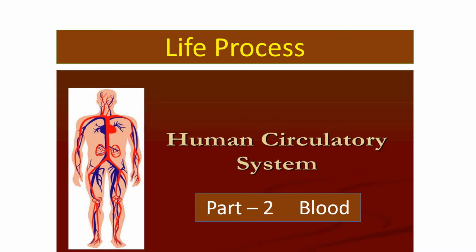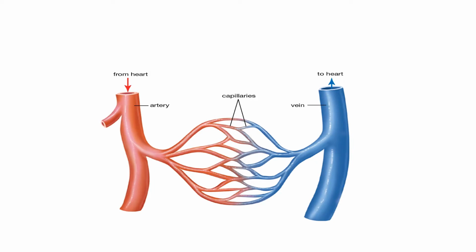This is the video of life process, the topic human circulatory system part 2. In this you will study about blood. Blood is a connective tissue. It is in fluid form and blood transports the substances from one place to another place.